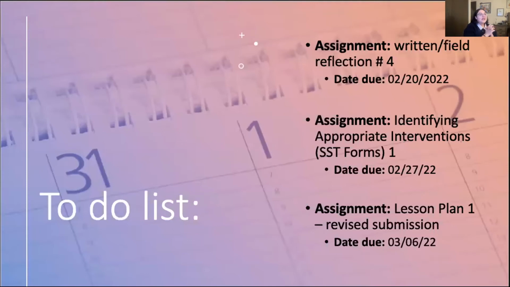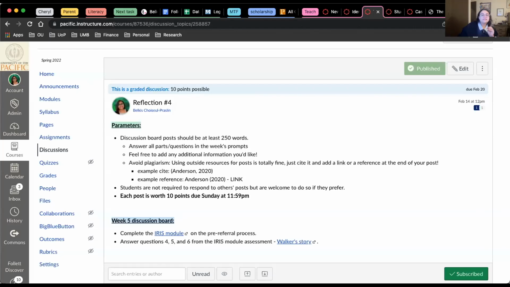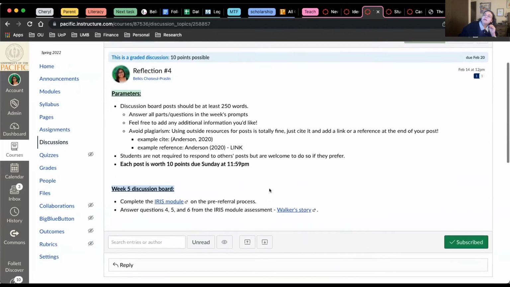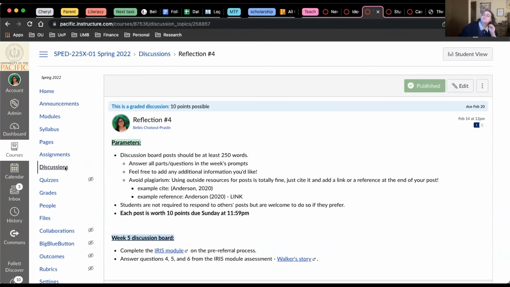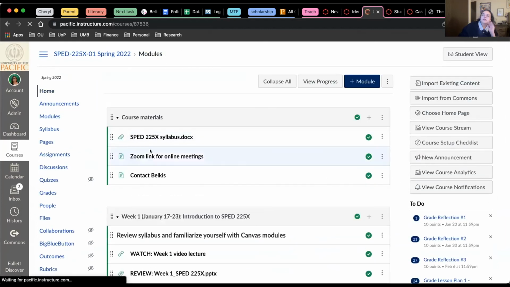Okay, before I close out, I want to go over your upcoming assignments. If I could just pull them up here. So first thing we're going to look at is the written field reflection number 4. As I mentioned, it has changed just a little bit from what the syllabus has said. So instead of having you read a very long article, I'm going to show you 2 ways to look at this. I know some of you already know.